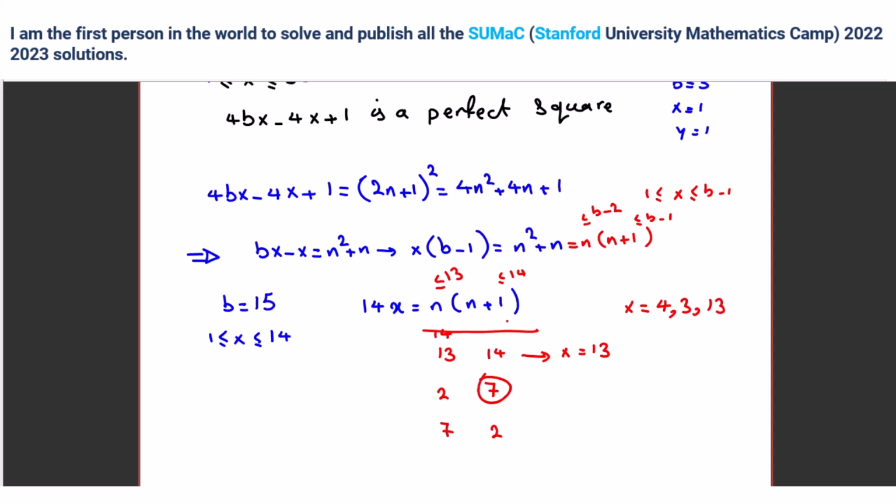It is a multiple of 7. So what about 14? We checked 14. So let's consider only 7, right? Yeah. So this one is 7, this one is 6. So 14x is equal to 6 times 7. So x is equal to 3.